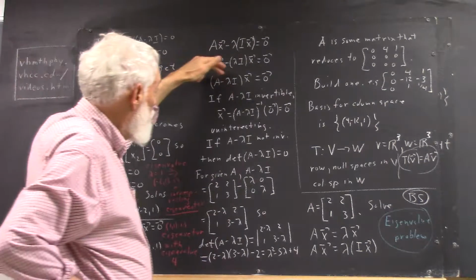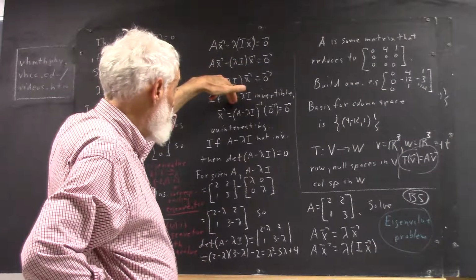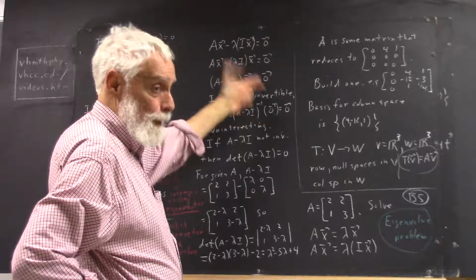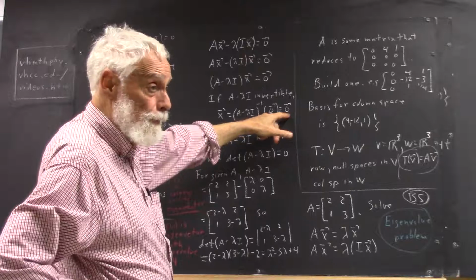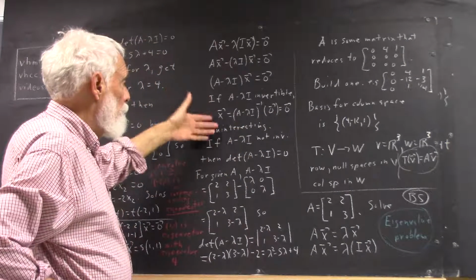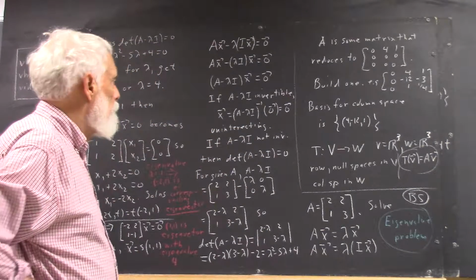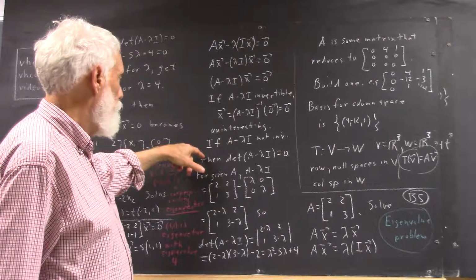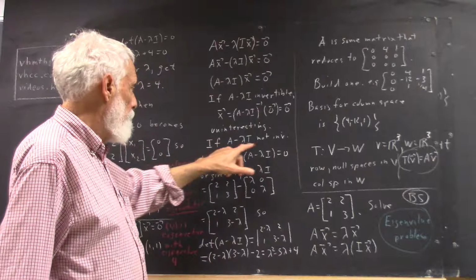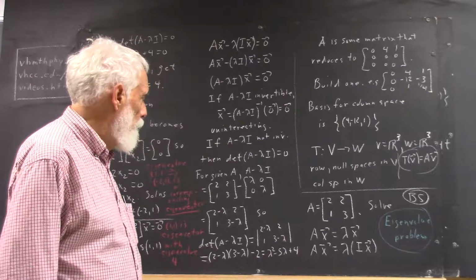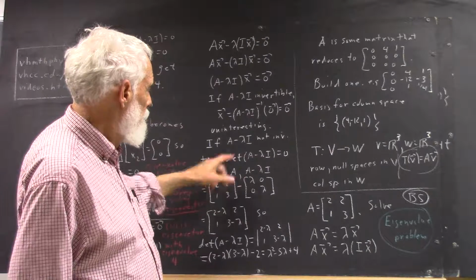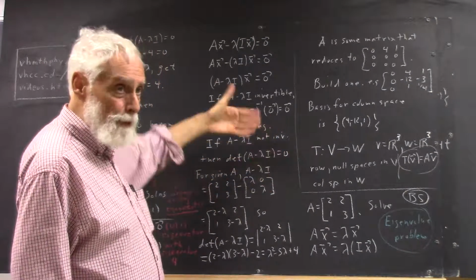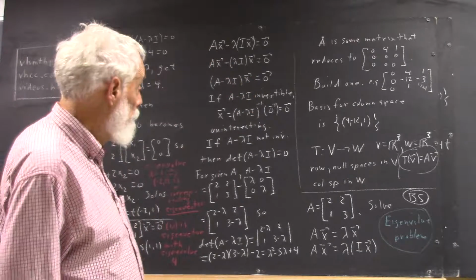If this matrix A minus lambda I is invertible, then X is equal to the inverse of that matrix times the zero vector, which is the zero vector. So we're not interested in cases where this matrix is invertible. That's uninteresting. If, on the other hand, A minus lambda I is not invertible, then the determinant of A minus lambda I has to be zero, because if the determinant's anything but zero, the matrix is invertible.